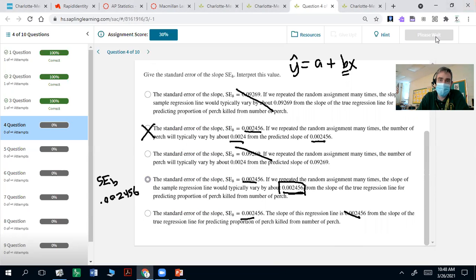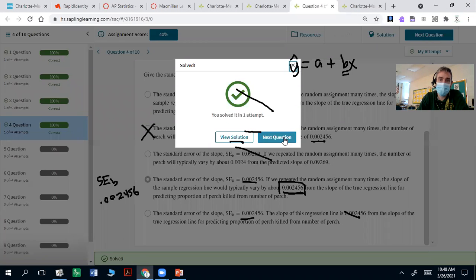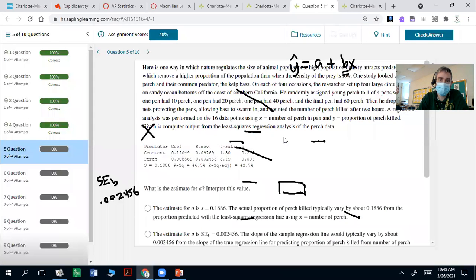And a lot of times these are worded very similarly, so you have to really pick it apart. Any questions on that one?